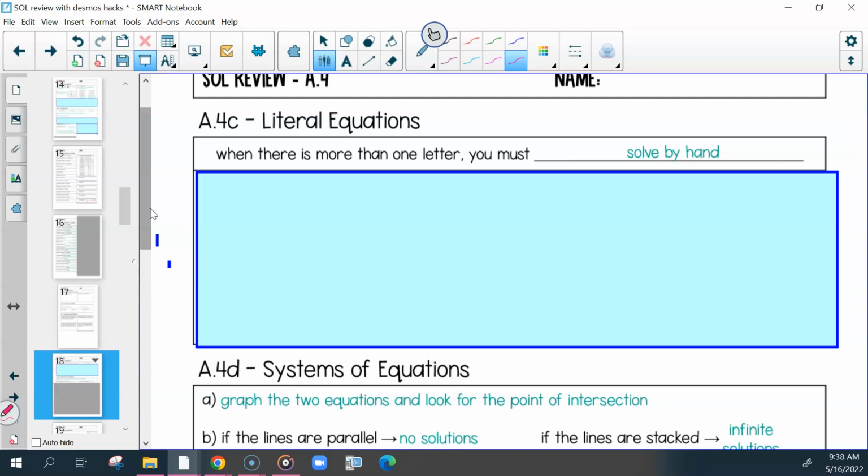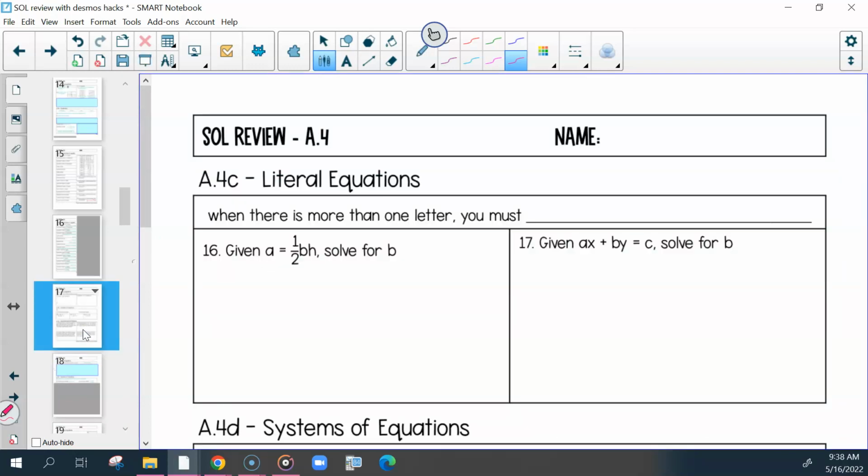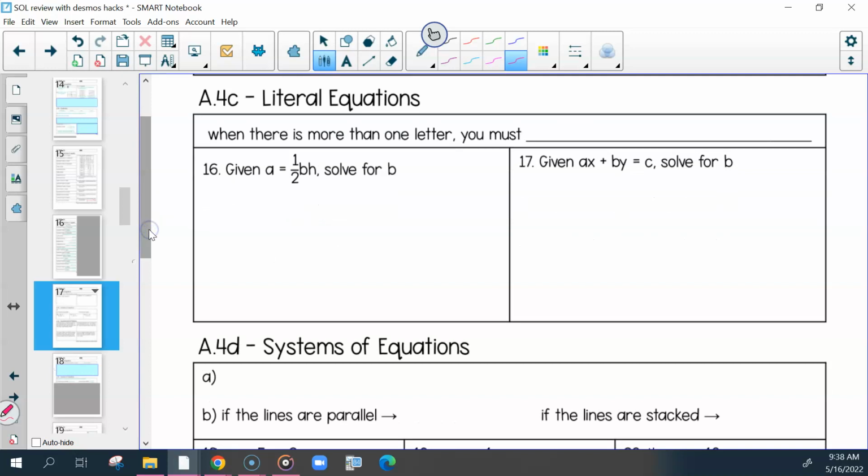16. So solve by hand is what they said. For number 16, if we're trying to solve for b, we can get rid of the 1/2 first by multiplying both sides by 2. We have 2a equals bh.